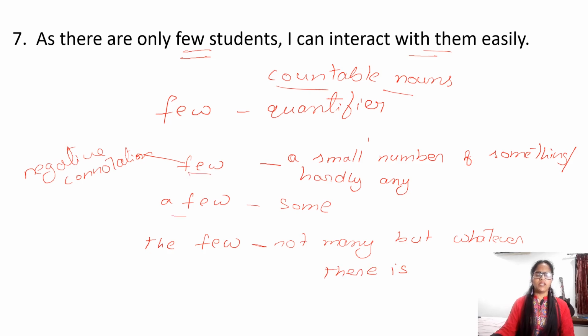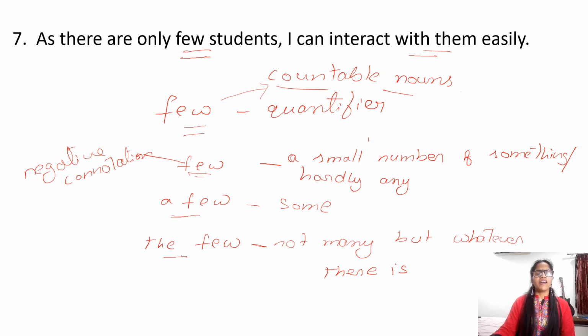Few, a few and the few. Few means hardly any or very little. A few means some. The few also means not many, but whatever there is. Now few is used as a quantifier and is used with countable nouns.